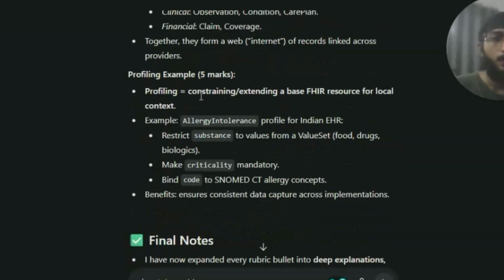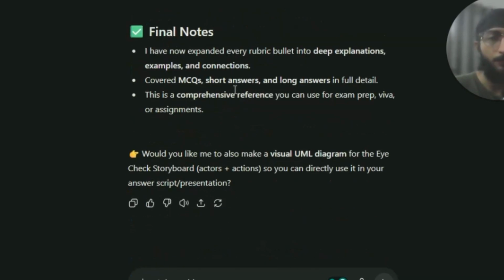Then profiling example. Profiling is constraining or extending a base FHIR resource for local context. Example: an AllergyIntolerance profile for Indian EHR: restrict substance to values from a value set, food, drugs, and biologics; make criticality mandatory; bind code to SNOMED-CT allergy concepts. The benefit is that it ensures consistent data capture across implementations.